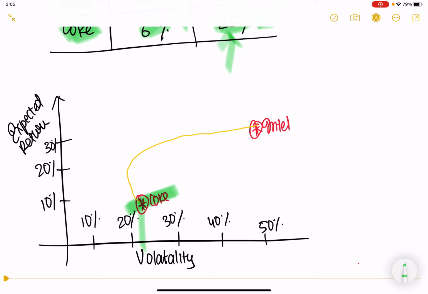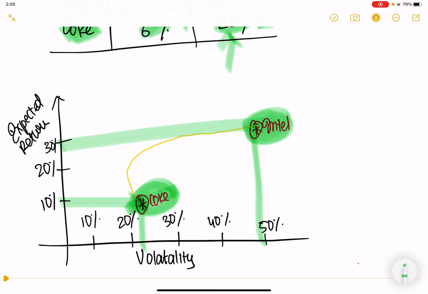Remember this piece is 6% return, 25% volatility, 50% volatility, and close to 26% return. So if you go 100% on Coke, this is what your return profile would be. If you go 100% on Intel, this is what you'll be. So if you change your percentage allocation, this is the yellow line that you get, right?